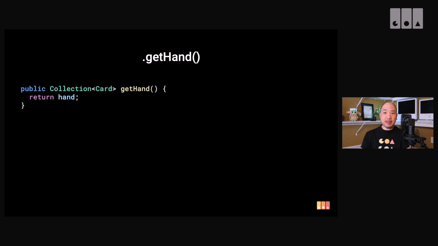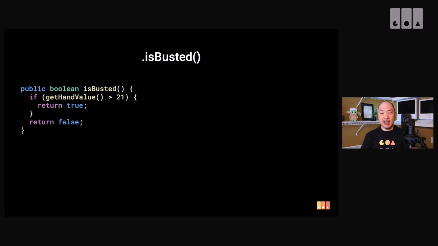Okay, the next method that was supposed to be implemented is get hand, and I think most of you did this. Basically, you just returned the hand array. Okay, is busted is also pretty straightforward. It checks to see if the total value in your hand is greater than 21. If it is, then you're busted. If not, then you're not busted. So most of you implemented something like this.